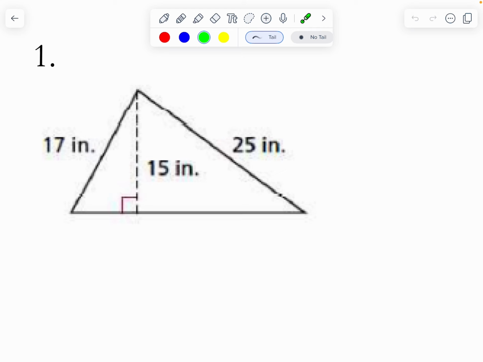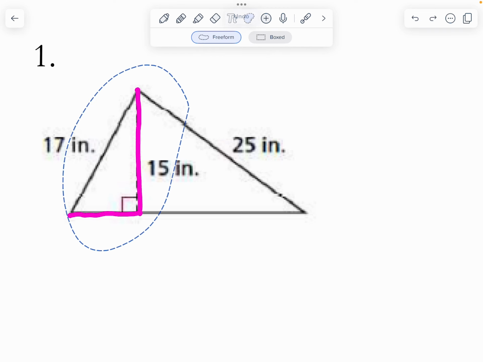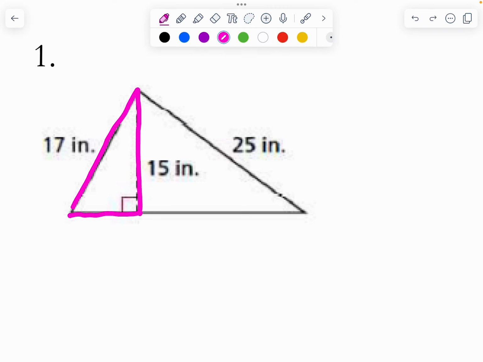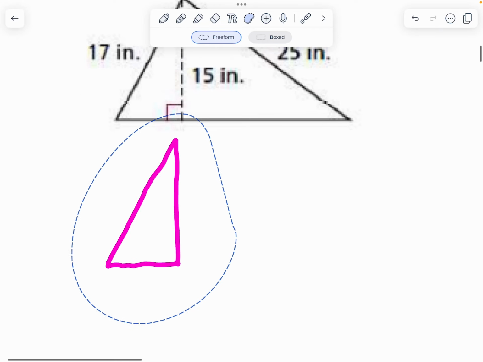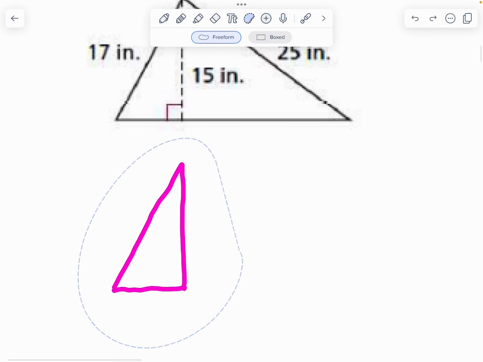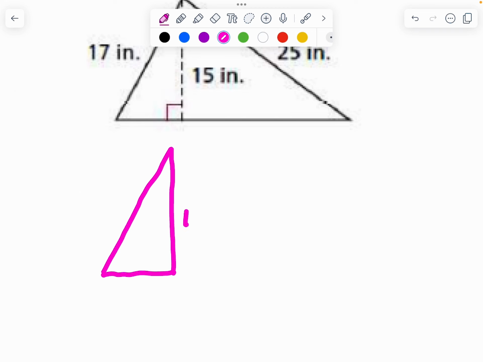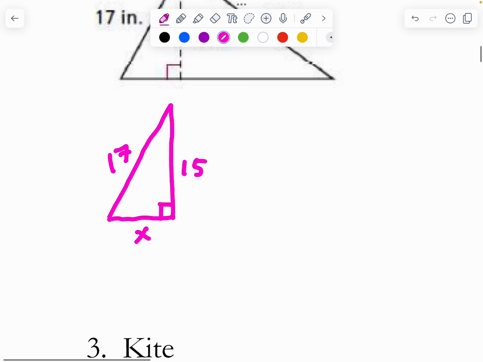Okay, so one thing that we have to notice is that this one triangle is made up of two separate triangles, right? So we've got this one here. It doesn't have to be straight. I'll copy it down here. 15. This is a 90 degree. This is 17. And this is X.